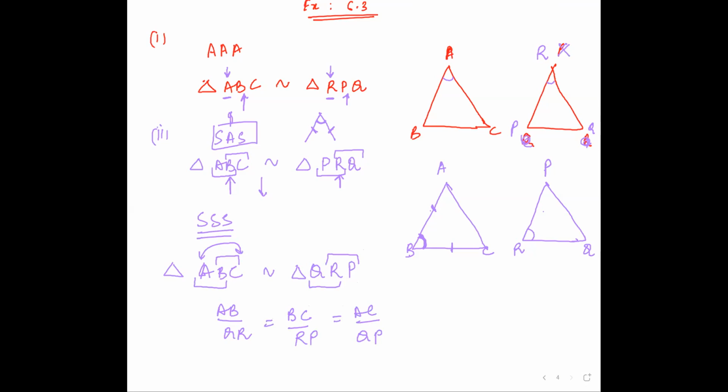Okay. So how will you name it this time? You have to be careful. See here. AB upon QR, so this has to be QR. Then BC upon RP, so then it has to be RP. And then AC upon QP. So that's how you will name it. So you need to understand how to write in the symbolic form.